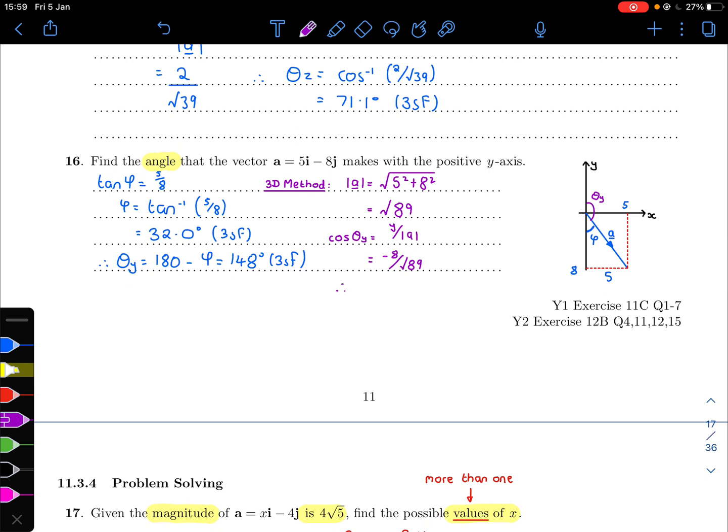And then you can inverse cos that. Inverse cos of negative 8 over root 89 is 148 degrees. So you can see either approach works.